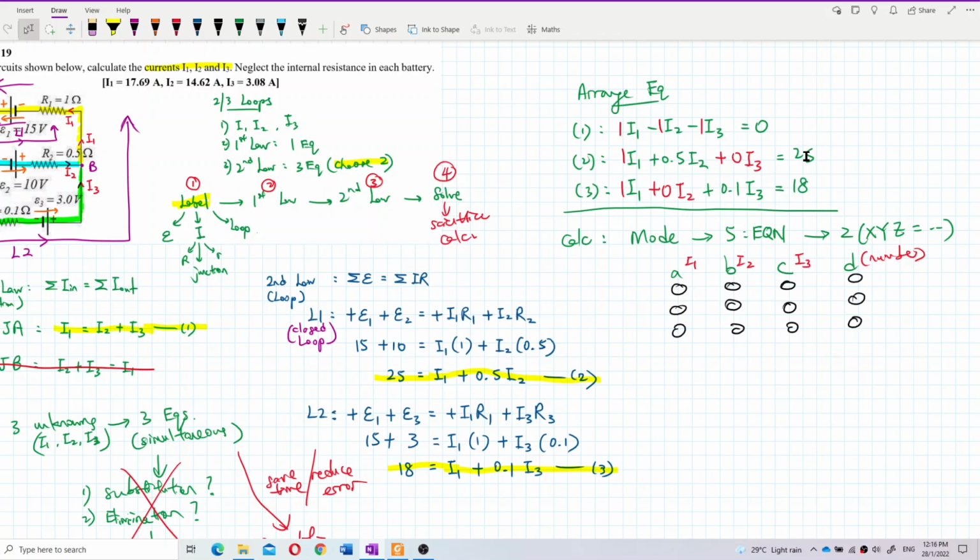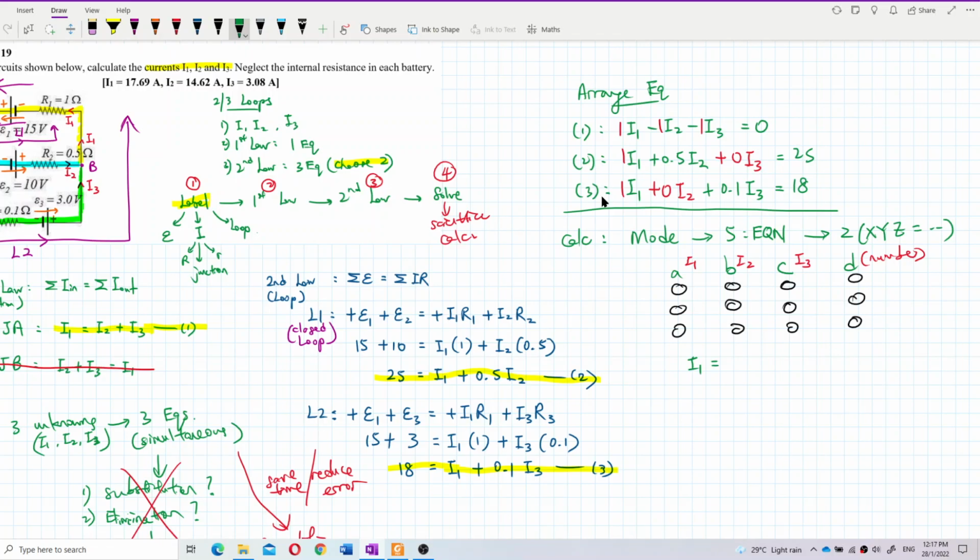Okay, continue. So punch in 25 already. Now go to equation 3, punch in 1, and then punch in 0, and then punch in 0.1, and then punch in 18. Solve it. Enter, solve it. So you will get the answer immediately. No need to do any simultaneous equation.